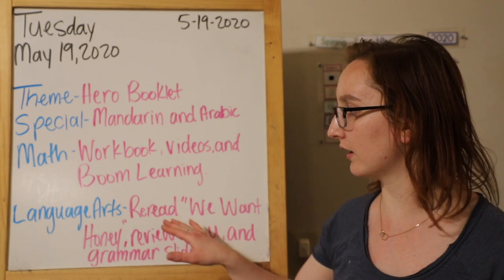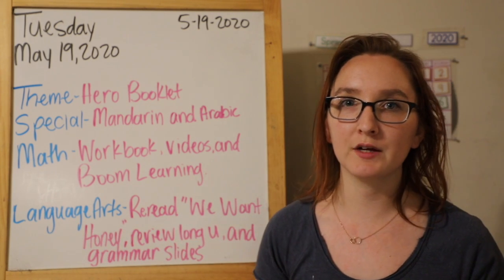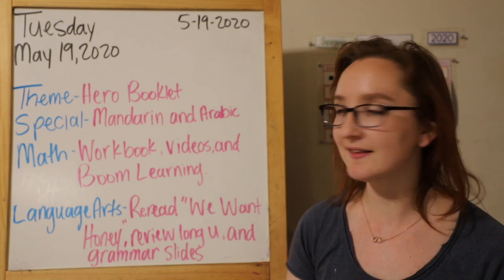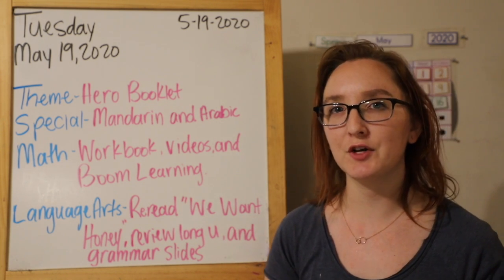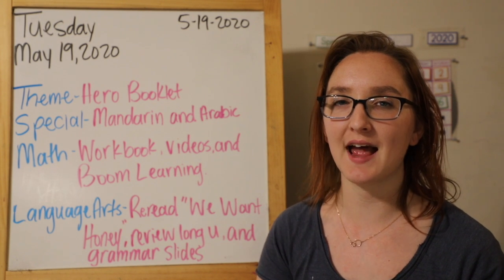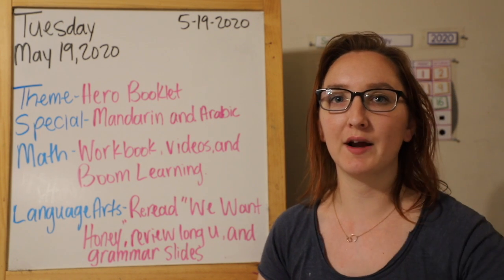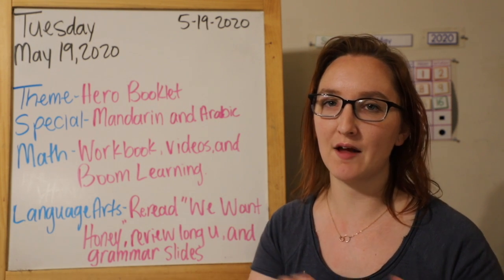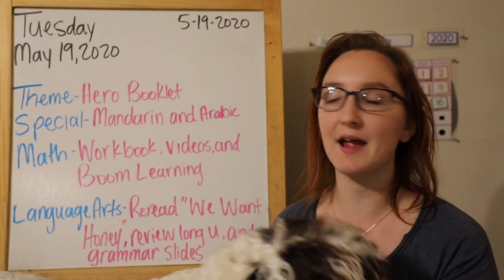Last, we're going to do our language arts. We're going to reread We Want Honey and go over some more comprehension questions. And we are going to review our long U sounds. And we're going to bring in an item from our house that makes that long U sound, like I brought in my flute yesterday.